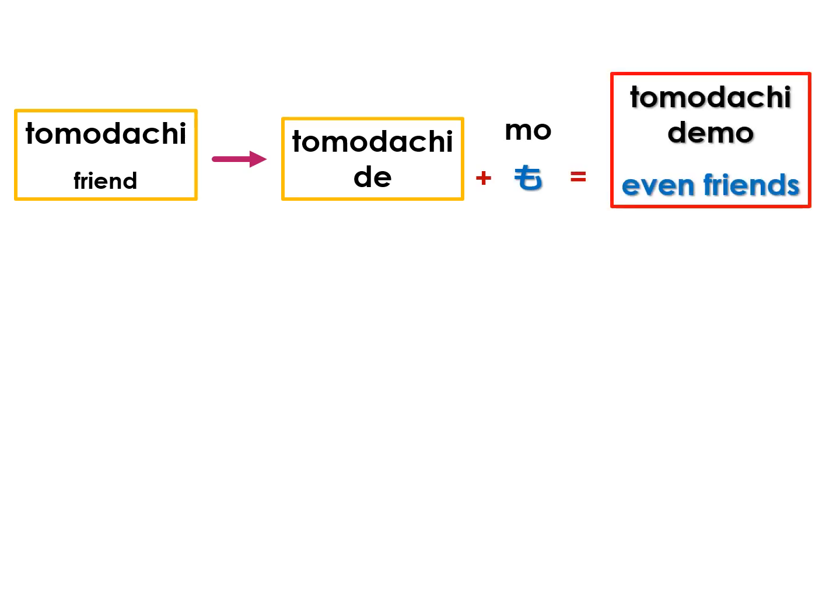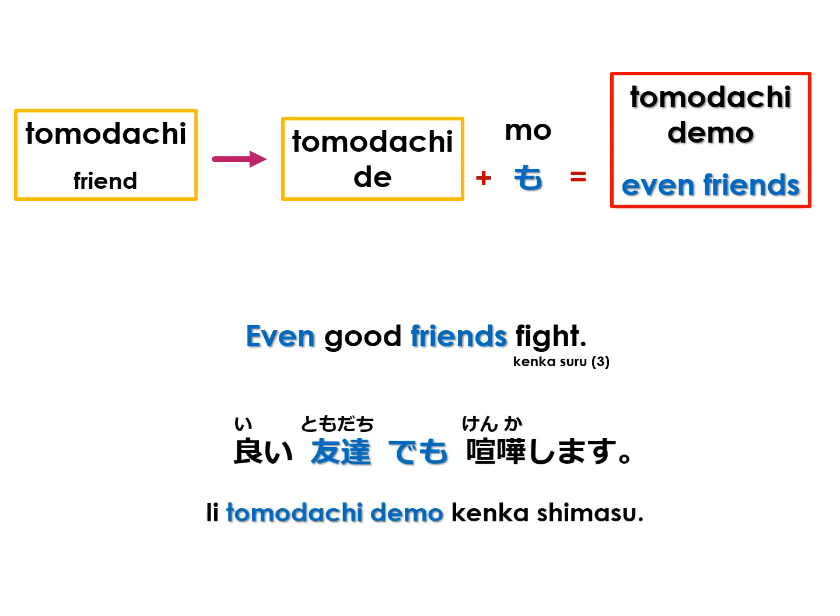Now let's look at nouns. Tomodachi means friend. Te form, tomodachi de, and adding mo forms tomodachi demo, which means even friends. Even good friends fight. In Japanese, ii tomodachi demo kenka shimasu.